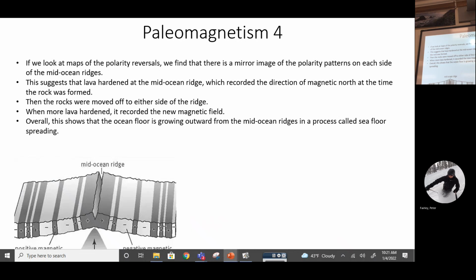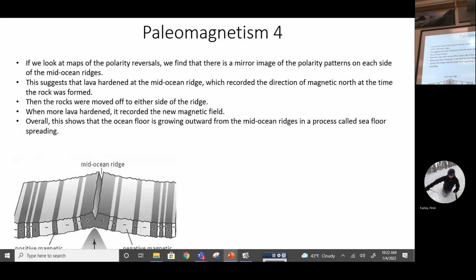This part, I think this is evidence 3, mirror image magnetic field reversals. You have this same diagram. So if we look at a map of these polarity reversals, we find this mirror image of the polarity patterns on both sides of the mid-ocean ridge. This suggests that the lava hardened at the mid-ocean ridge, and that recorded the direction of magnetic north at the moment that the rock was formed. But then the rocks were moved off to either side of the ridge.